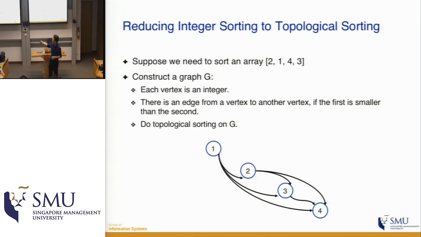Is there any instance of the integer sorting that you cannot do this process for? For every single one, you can do the transformation. And once you have done the transformation, the more general problem, which is topological sorting, can solve the more specific problem, which is the integer sorting. Okay? Now, this has two implications. The first implication is that the more general problem will be harder than the simpler problem. Right? So now you know that integer sorting is n log n.